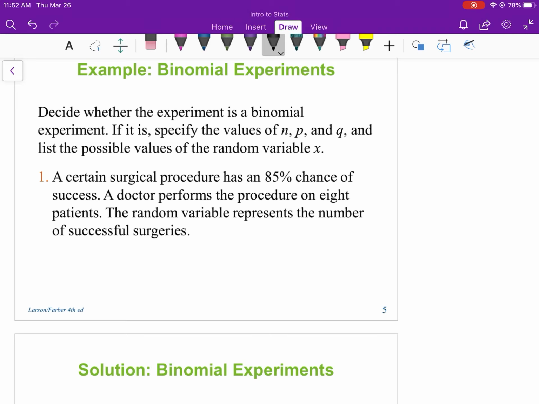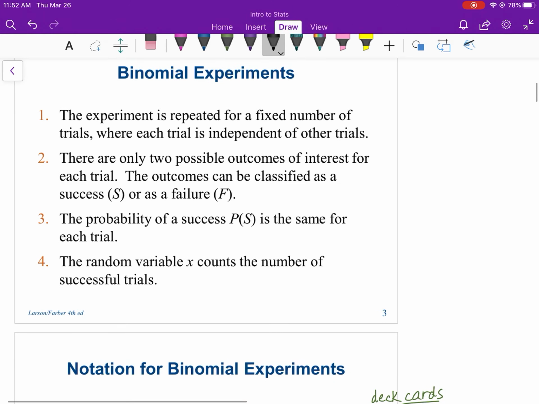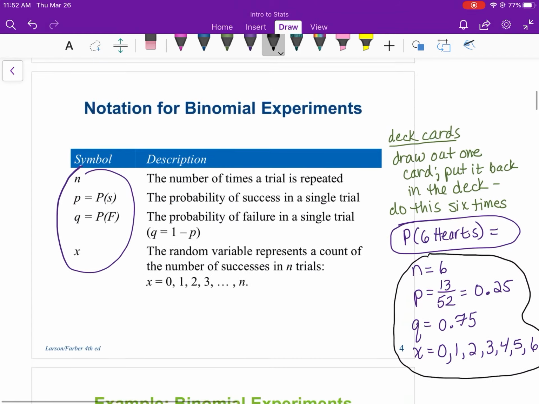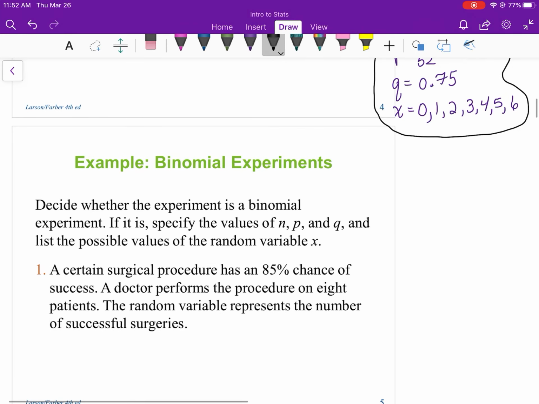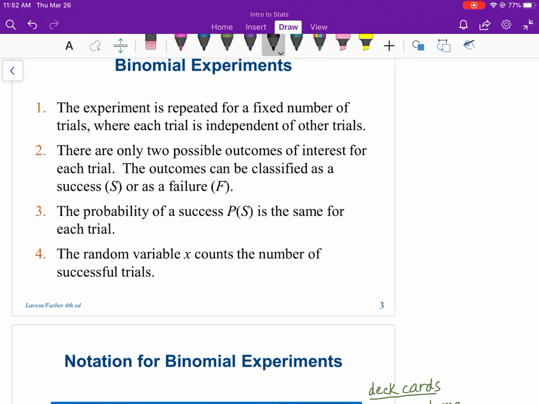So what you're going to do is go back to your criteria and make sure that your experiment fits all 4 criteria. So it's repeated for a fixed number of trials. The problem said we're doing this on 8 patients, so 8 trials. Each trial is independent, so we're doing this on 8 different people.